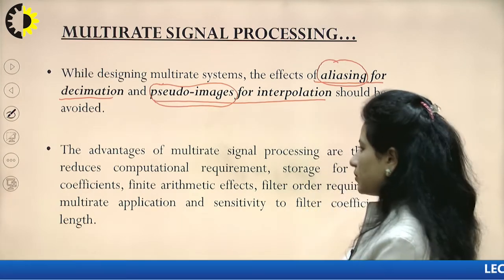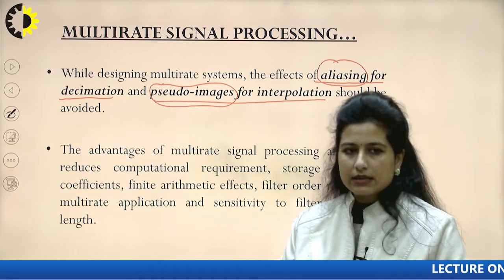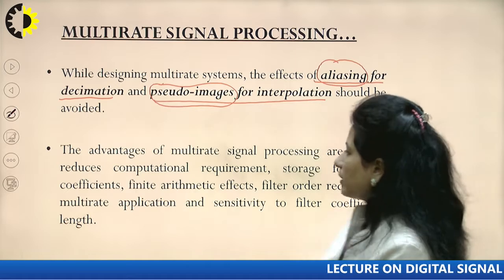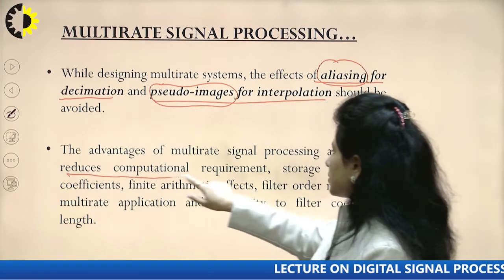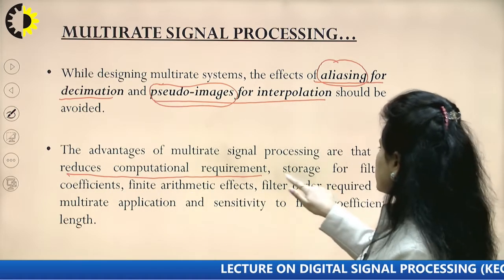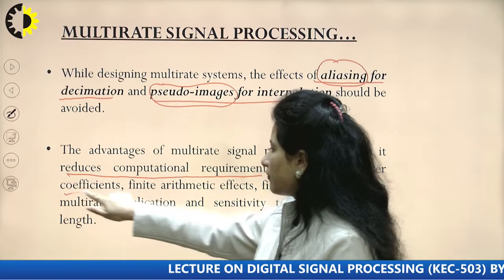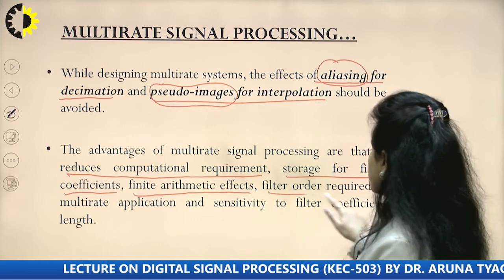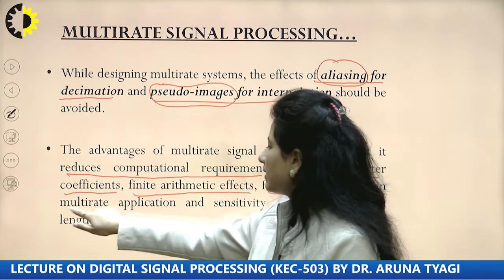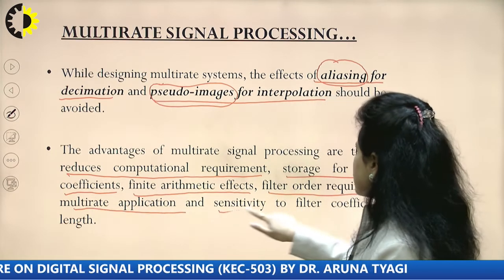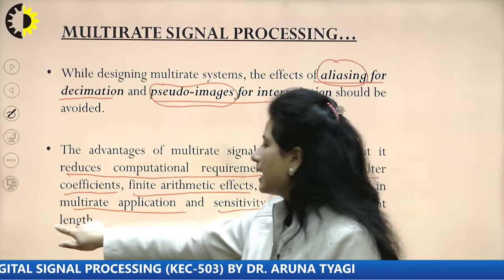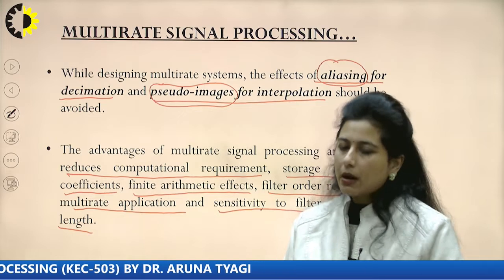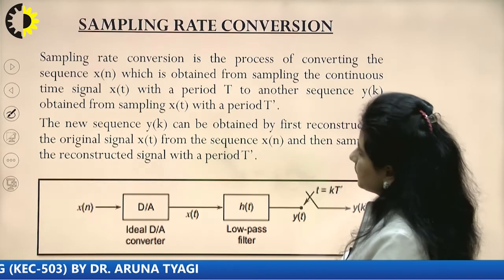So in summary, the advantage of multi-rate signal processing is that, first of all, it reduces my computational requirement. Also, storage for the filter coefficients is reduced, and the finite arithmetic effects can be removed. Filter order required in the multi-rate application and sensitivity to the filter coefficient length are also improved. These are the different advantages that I can achieve with multi-rate signal processing.